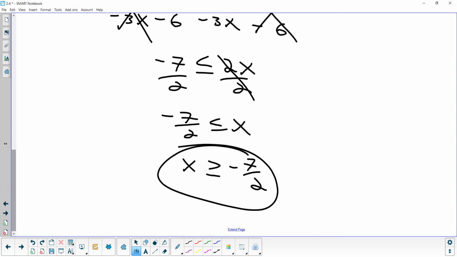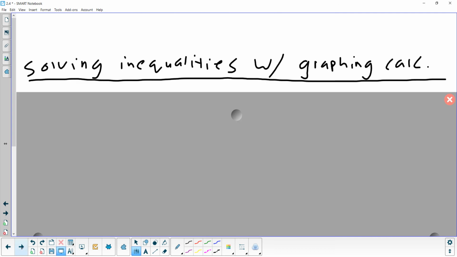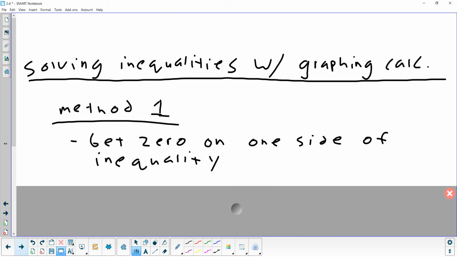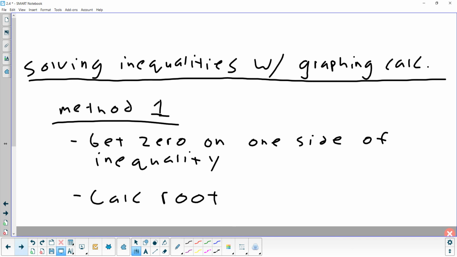Okay, any questions on that? Okay. So we're just kind of moving right along, hopefully nothing new today at this point. Maybe just kind of remembering a few things. Okay, so if we want to solve an inequality on the graphing calculator, there's actually two methods we can use. Method 1 involves getting a 0 on one side and calculating a root.